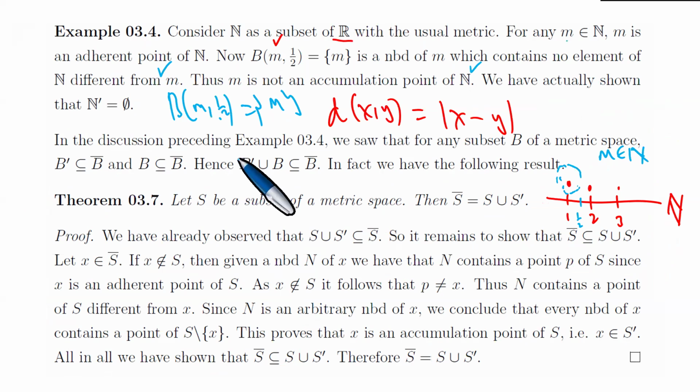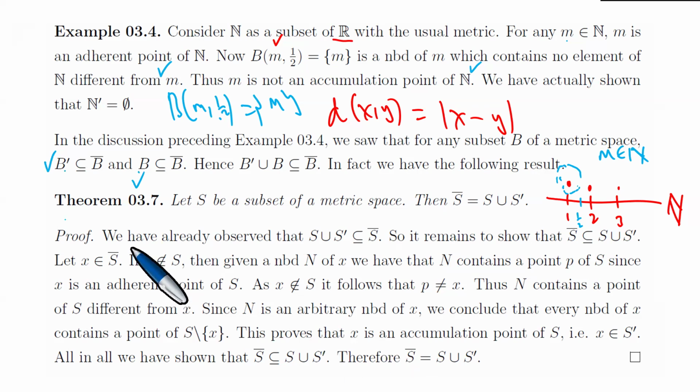So in the discussion preceding example 03.4, we saw that for any subset B of a metric space, the derived set B primed is a subset of the closure of B, and B is a subset of the closure of B. Now, this is very powerful. The derived set of B is in the closure, but also B is always in the closure. The closure is bigger because it contains the boundary points. So now we take the union of B primed with B, and therefore it will be contained in the closure. In fact, we have the following very important theorem.